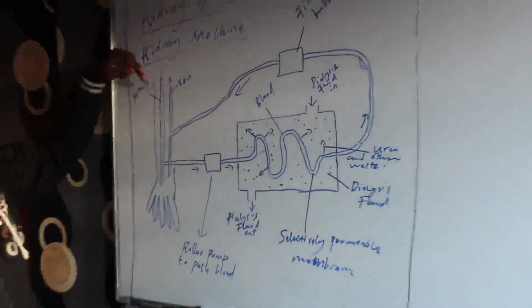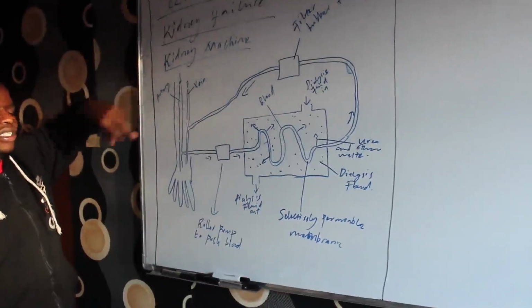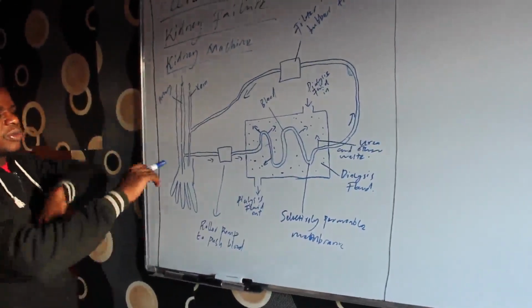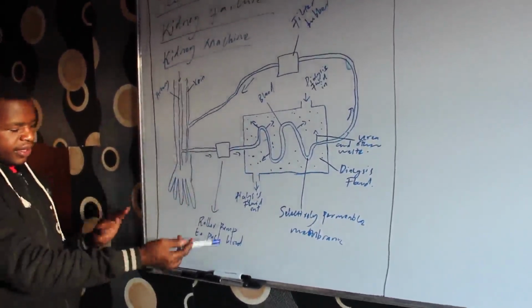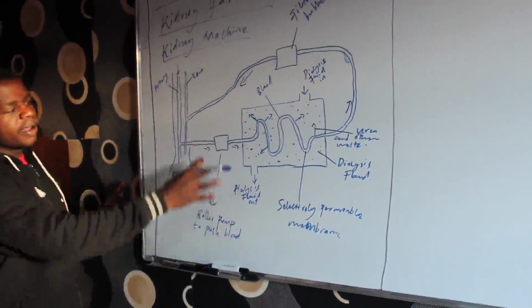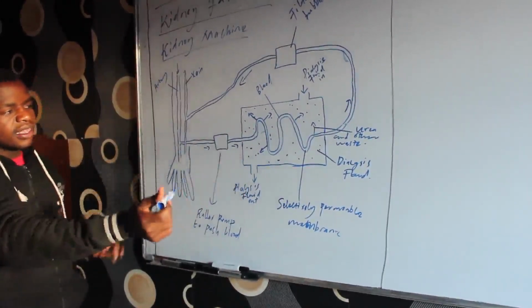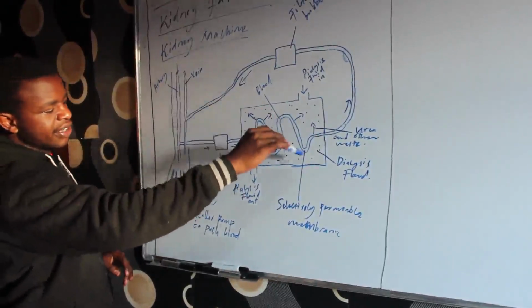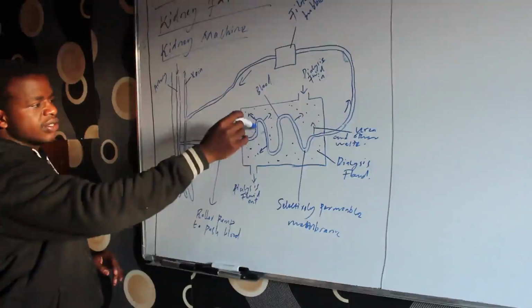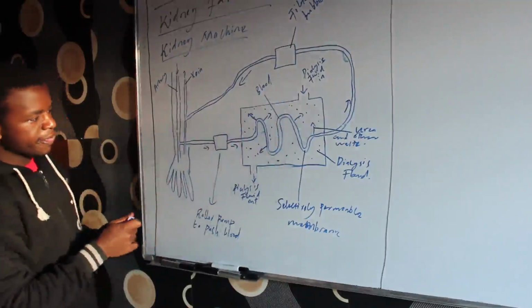As blood comes through this blood vessel, which is the artery, it's going to be transported into the kidney machine. Then we have the pump here. The pump pushes the blood into the kidney machine. Then the kidney machine is made up of selectively permeable tubes. So these tubes, as you can see, are selectively permeable.